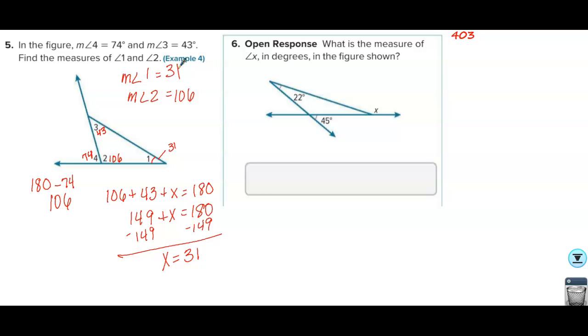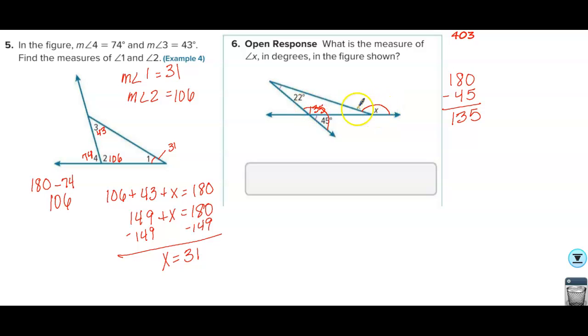Okay. What is the measure of x in degrees in the figure shown? Okay, so they've marked an exterior angle. They want to know what that is. I know this is equal to this angle plus this angle. They have not given me this angle, but can I find it? You bet I can, because I know that this angle plus this one make a straight line. See, so what I can do is 180 minus 45, and then I'll know what this angle is. 180 minus 45 is 135. Okay, so that tells me that this angle is 135.